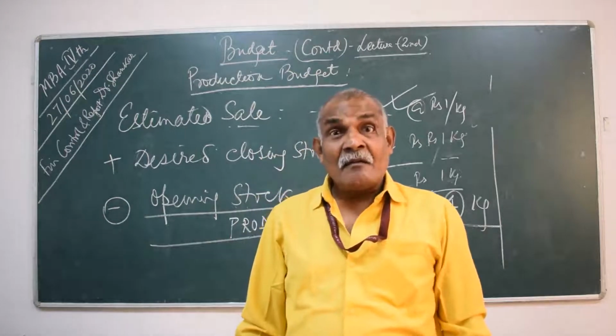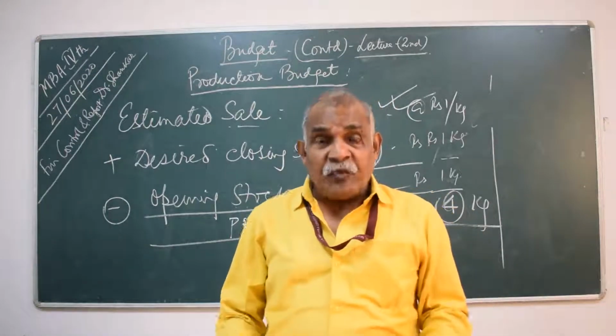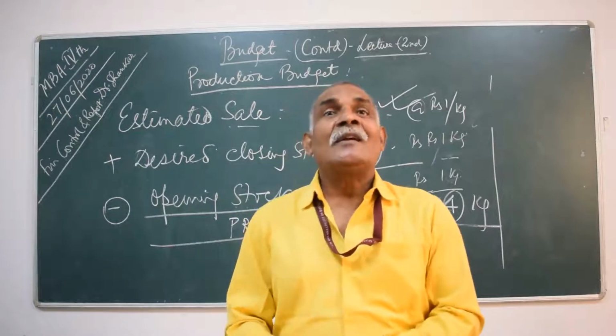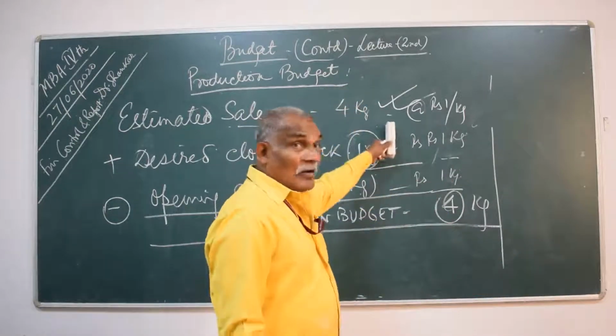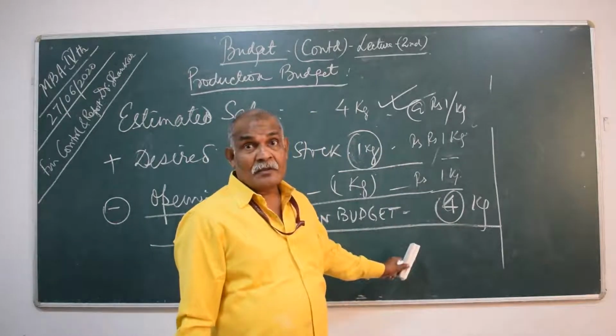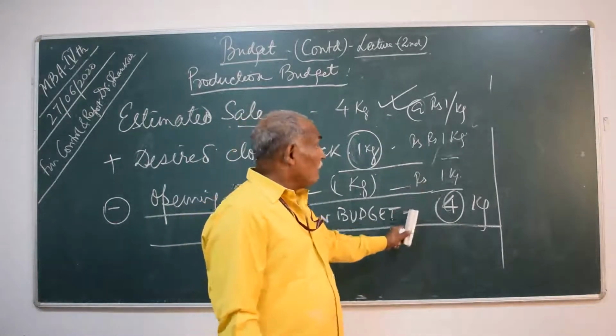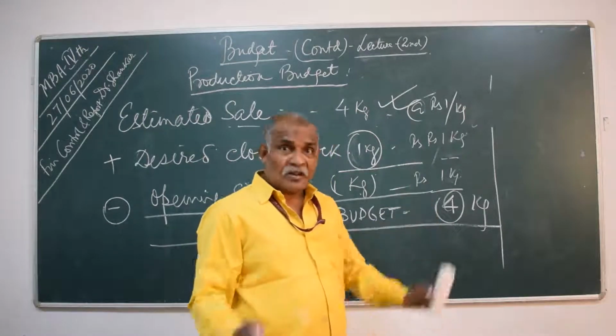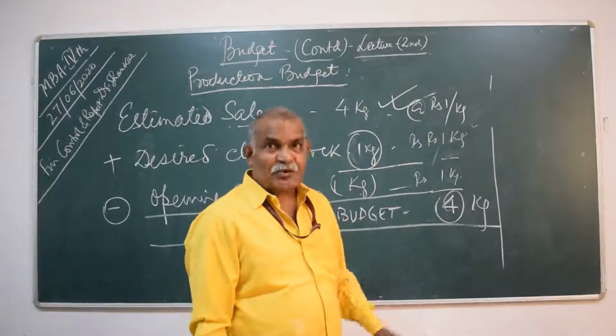Is that clear? So this is what we have discussed right now for manufacturing as well as for trading. For trading, we are considering rice only. So we want to produce rice of 4 rupees, not 5 rupees, not 6 rupees.